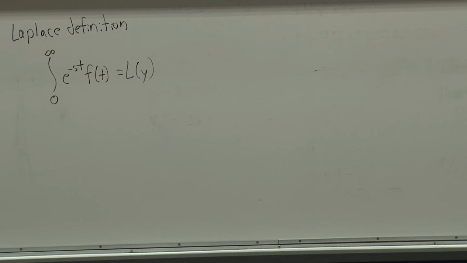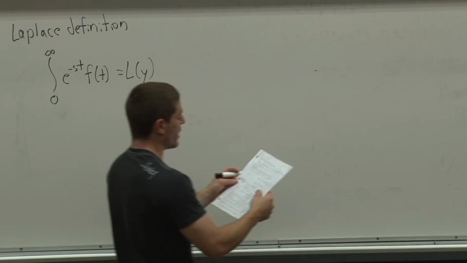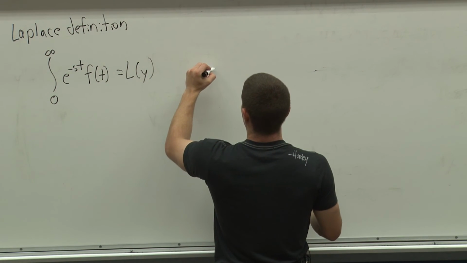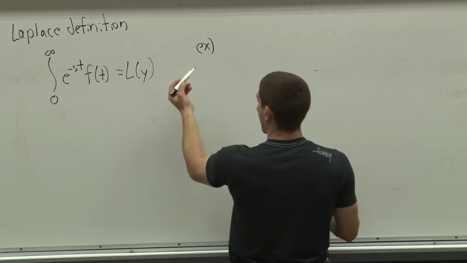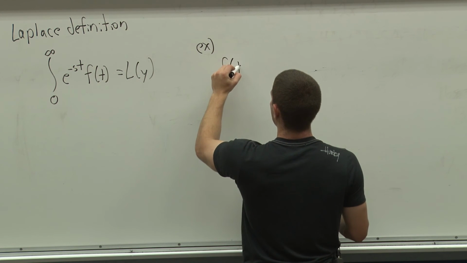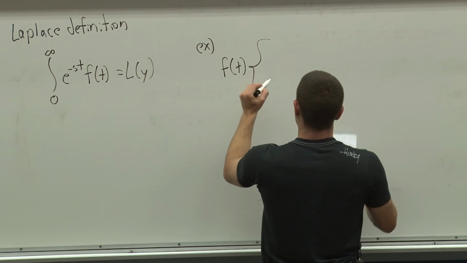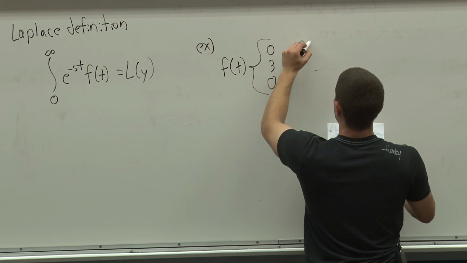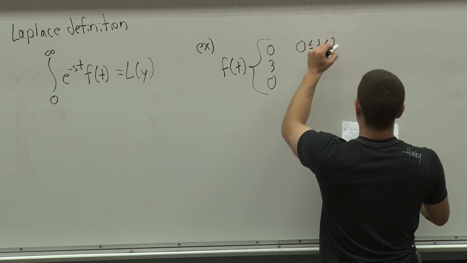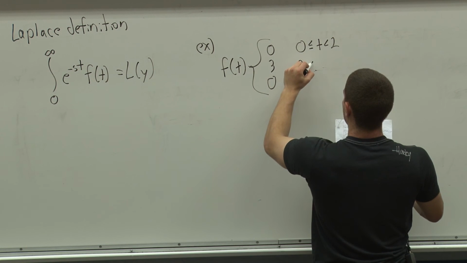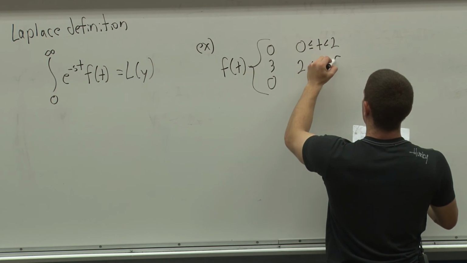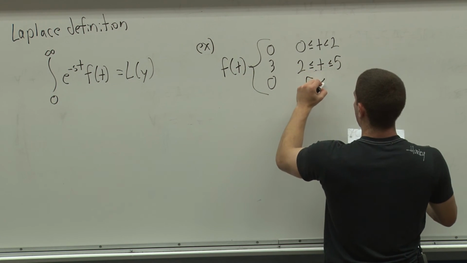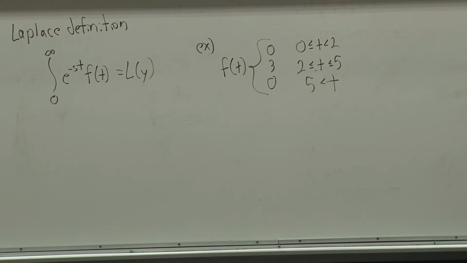When we do an example, usually they give you a piecewise example. So the example is: find the Laplace transform if f of t is equal to 0 for 0 less than or equal to t less than 2, 3 for 2 less than or equal to t less than or equal to 5, and 0 for 5 less than t. So we're finding the Laplace for that.